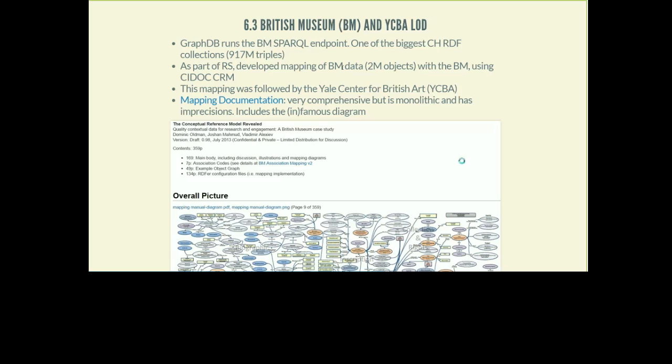And also, maybe you have seen this diagram in presentations of Dominic Oldman. There is a very detailed description of the mapping. Unfortunately, it's monolithic. In other words, it doesn't allow other people to contribute or make changes or find bugs and report them. And it does have imprecisions. But it was rather a big piece of work describing how museum data can be mapped. After that, this was followed by the Yale Center for British Art, and currently some aspects of it are followed by the American Art Collaborative. I'll mention that later.